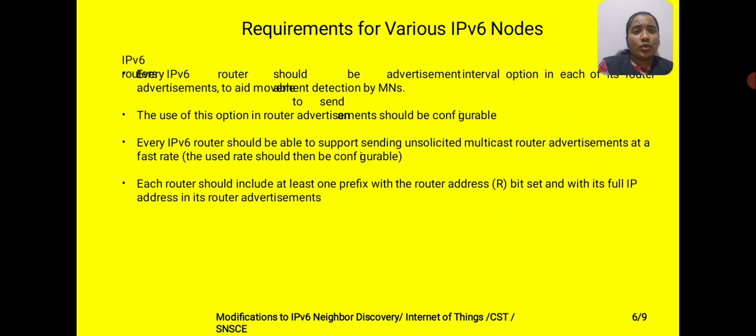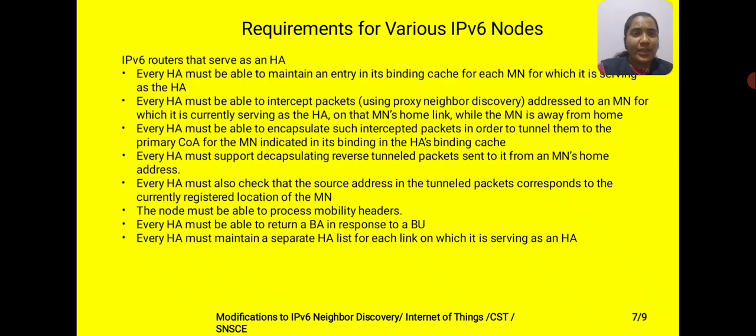An IPv6 router should be able to advertise this option in each of its router advertisements sent to MNs. The use of this option in router advertisements should be configurable. Every IPv6 router should be able to support sending unsolicited multicast router advertisements at a faster rate. Each router should include at least one prefix with the router address bit set and with its full IP address in its router advertisement.